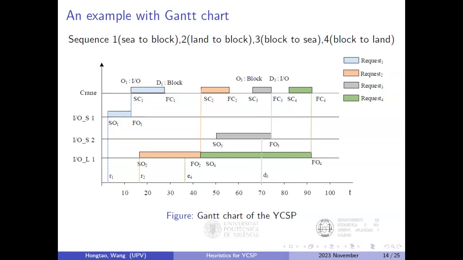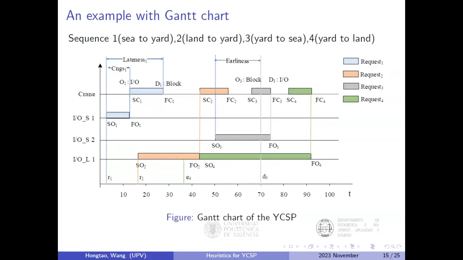And one thing we can notice is that because the input/output points is the final stage, for retrieval containers, they stop at this time. I mean, the finish time is FO for retrieval containers. The finish time of storage containers is FC at this time, here and here. Okay, this is what we explained before. This is the congestion, this is the lateness, and here we have earliness.